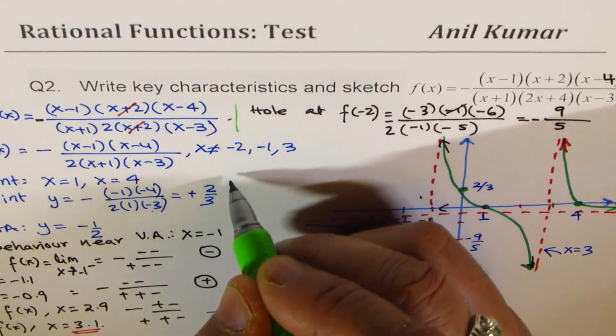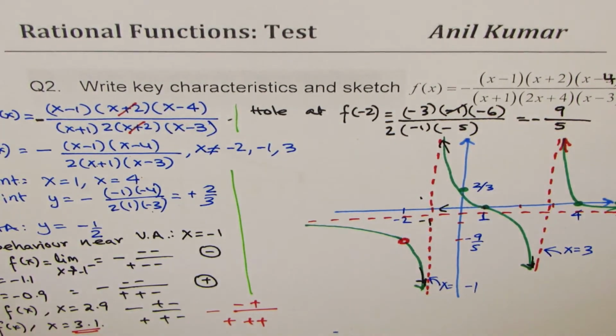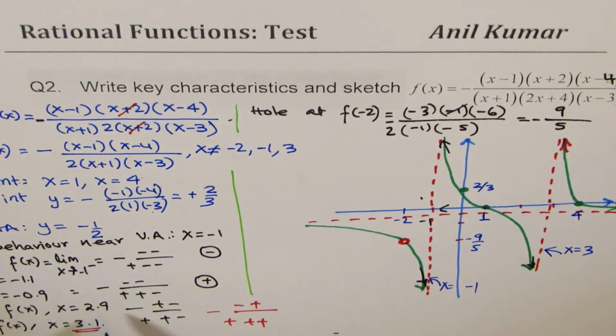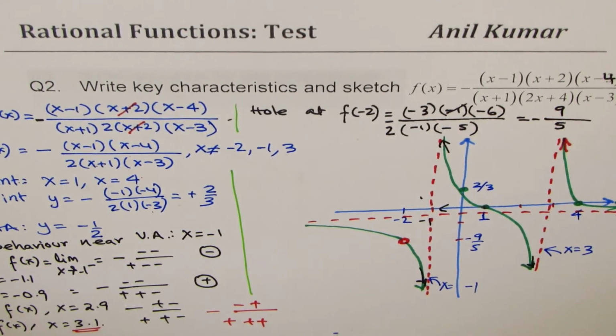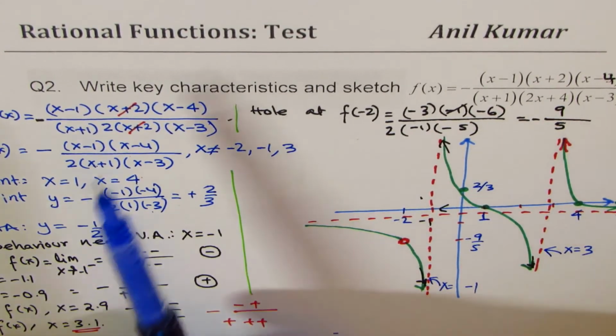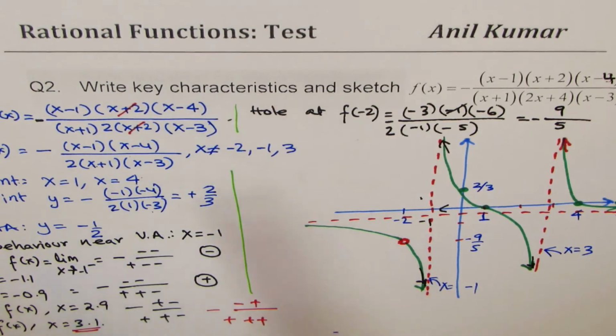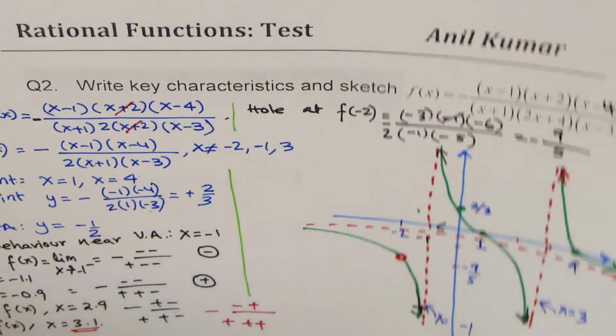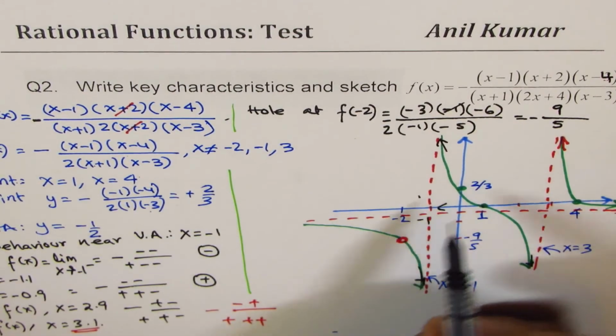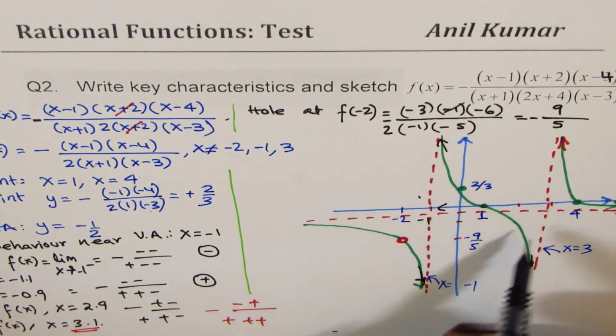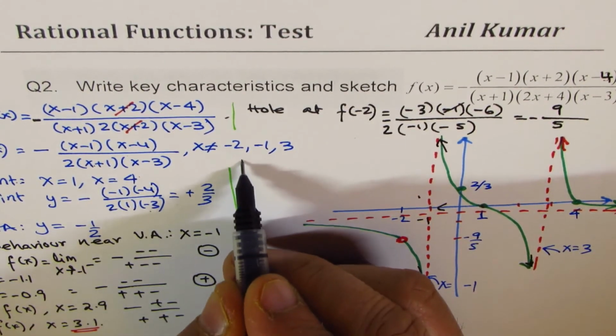So I hope that part is absolutely clear. Now, for all this calculation, behavior near asymptote, you could use a calculator, okay? So that's fine. Now, we need to specify key characteristics. What are the other characteristics? Other characteristics could be, you could see this graph is always decreasing. Do you see? So it is never increasing.